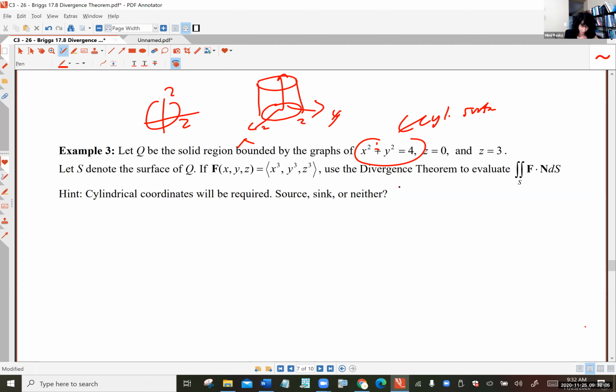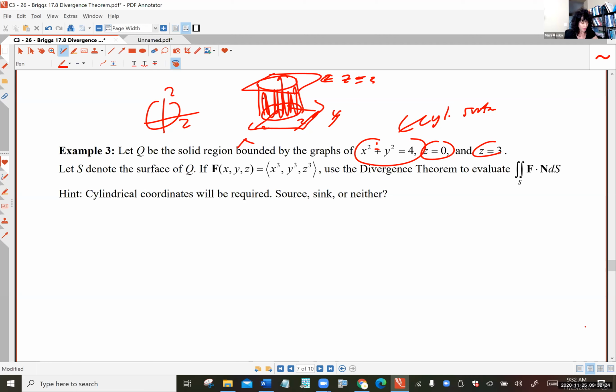But it's going to be bounded by the graphs of this can as well as Z equals 0, which is just the flat XY plane, and then Z equals 3 right there. So it's going to be a portion of a can. It's going to be only the can or cylinder between Z equals 0 and Z equals 3.